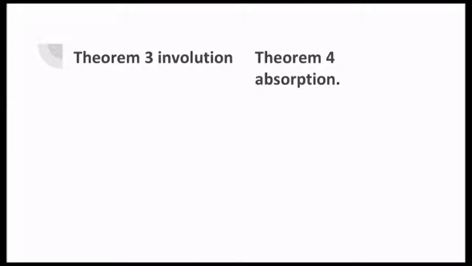Theorem number 3. Involution. This theorem tells us about the existence of the inversion of a variable that has already been inverted. That is, if we have a variable a inverted and we invert it again, it gives us the variable a. It doesn't matter what expression is inverted twice, the result will always be the same expression.